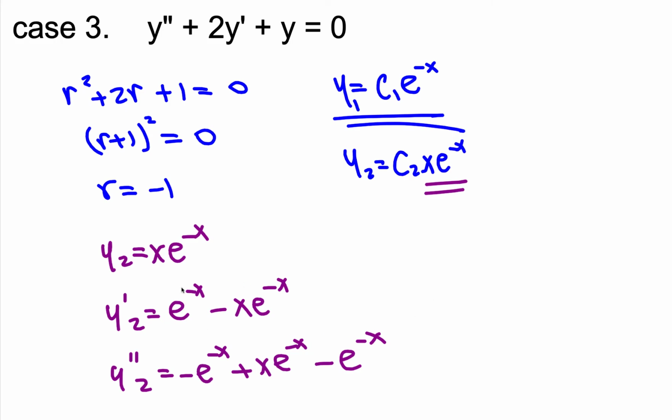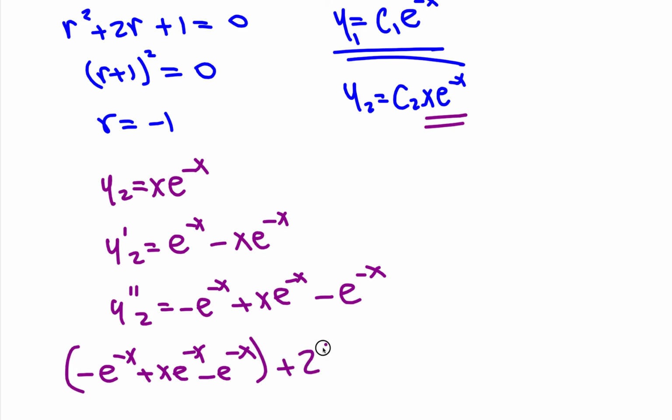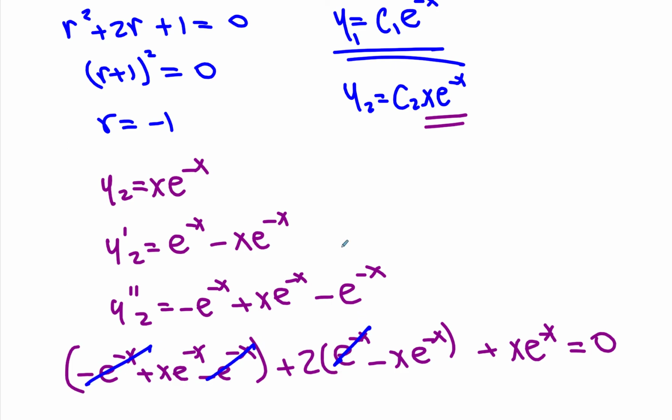So what I'm going to do is double this one and then add up all three. Negative e to the negative x plus x e to the negative x minus e to the negative x, plus 2 times e to the negative x minus x e to the negative x, and then the original plus x e to the negative x. Let's see if this is in fact equal to 0 or not. Oh, the e to the negative x terms can cancel away these two of them. And then I have 2 of the positive x e to the negative x, which cancels out with the 2 of these. So it indeed is my answer.